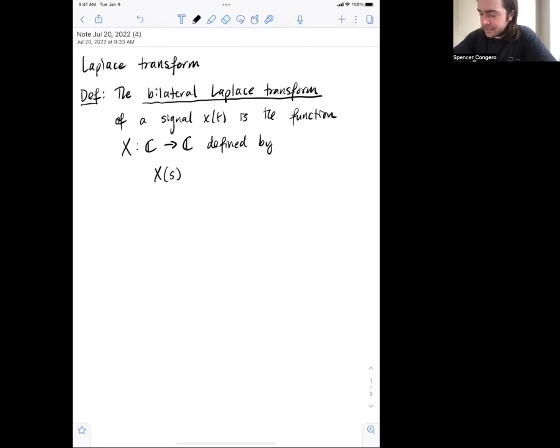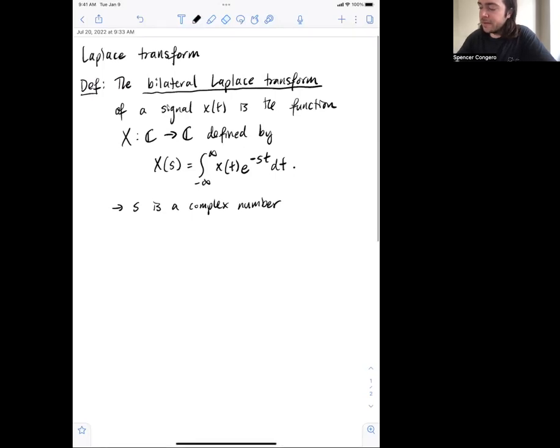And it's that function defined by what? Well, X of s, where s is our complex number, is going to be the integral of x of t times e to the negative st dt. This should look pretty familiar because it looks very similar to the Fourier transform, and we're about to see exactly the relationship. But let me make a quick note. As I said, s is a complex number here. I really want to drive that in. This is saying that the inputs to this function X are complex and the outputs are complex. So the inputs s can be complex and the outputs could also be complex.